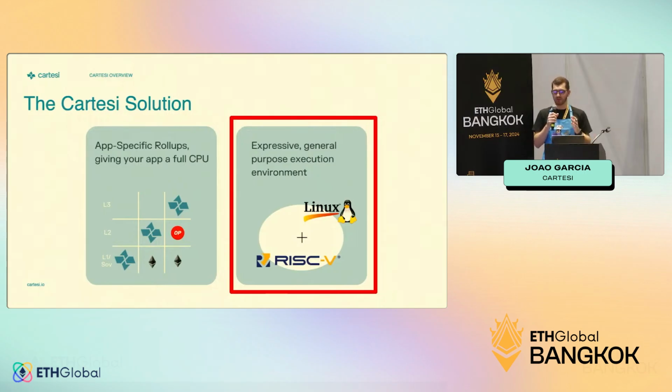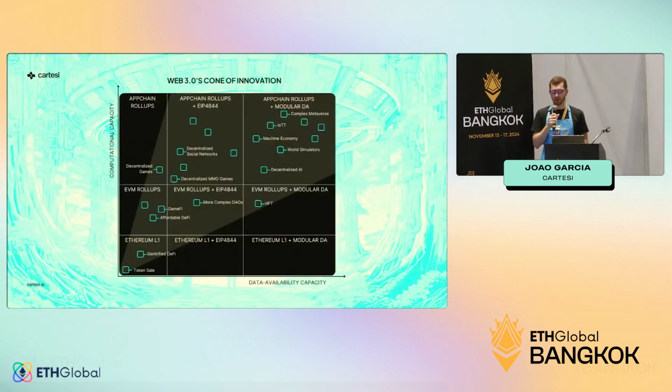So just to have a good insight of what you can unlock with it, on these layers, you unlock so many more possibilities. So if we're just using the Ethereum layer 1, we are kind of bound to token sales and gentrified DeFi. But once we start scaling the computational capacity, we can start doing some GameFi, or even some decentralized AI, even world simulators and a full complex metaverse.